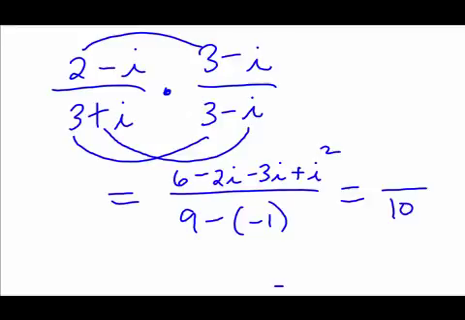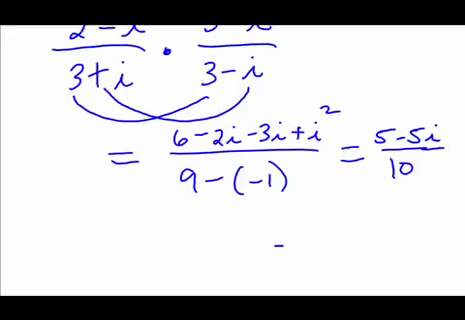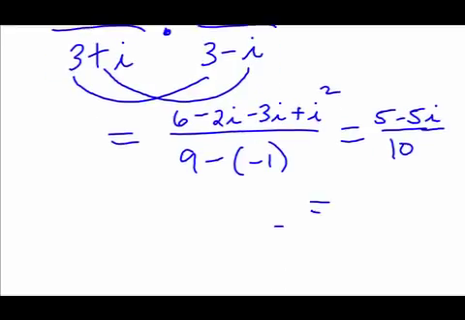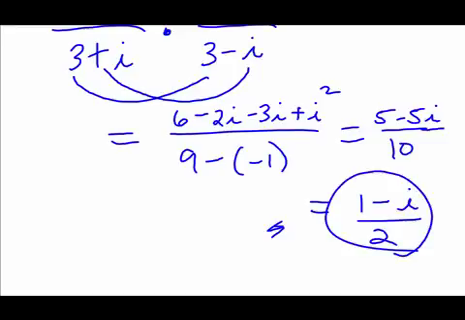Positive i squared is negative 1, with our existing 6 gives me a 5. Negative 2i and negative 3i make negative 5i. And you just got to make sure your final answer is in lowest terms. Now, we can divide everything by 5. So we end up with 1 minus i over 2 being your answer. But i squared, this became a negative 1. And the negative 1 with this 6 is where that 5 came from.